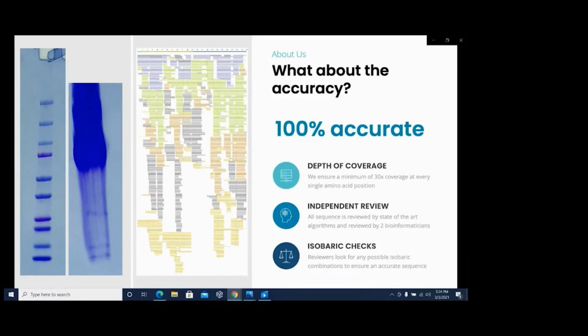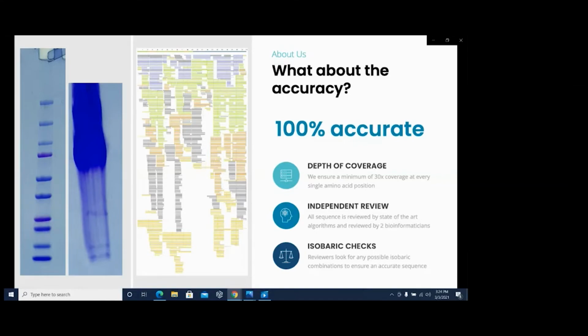We do that in a number of different ways. So we guarantee a minimum of 30 times coverage on every single amino acid position. That's in the CDRs, in the constant region, absolutely everywhere. We want to make sure that every single amino acid is verified with multiple different coverage reads from multiple different protease digestions. And we are going to review that over and over again.